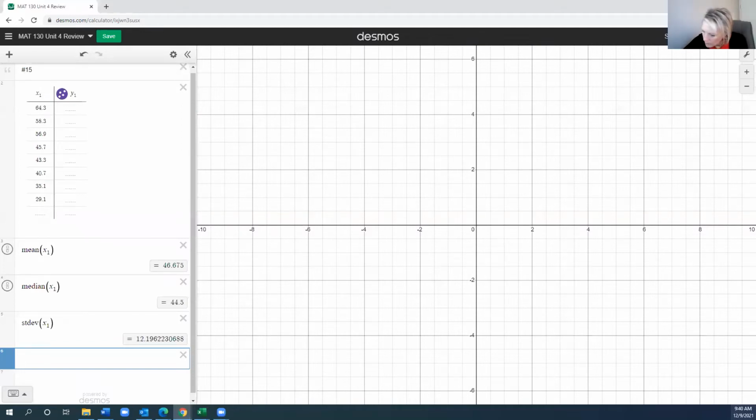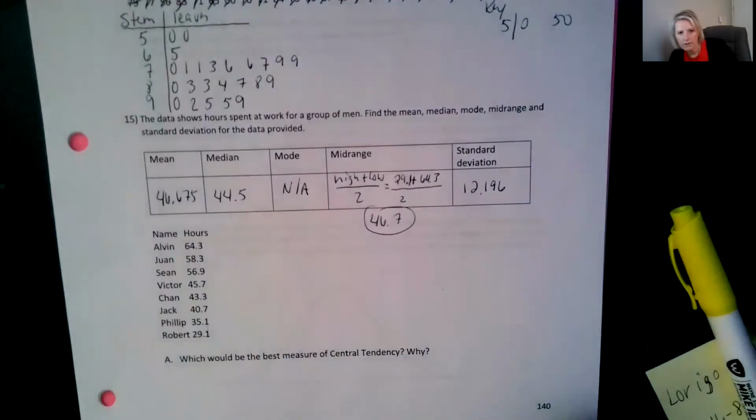So my mean is 46.675 hours. My median is 44.5. And my standard deviation is 12.196, so about 12.2. Okay, so I'm going to go back and show you my paper, how I wrote it all on the page.